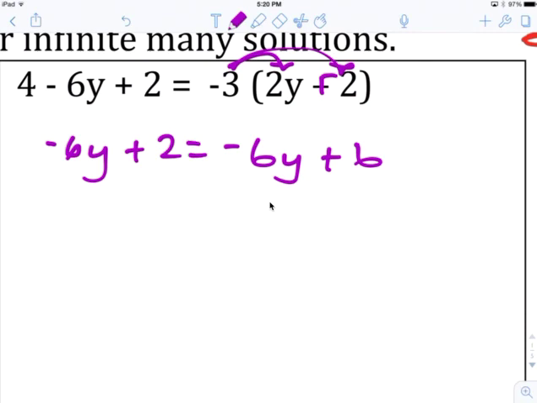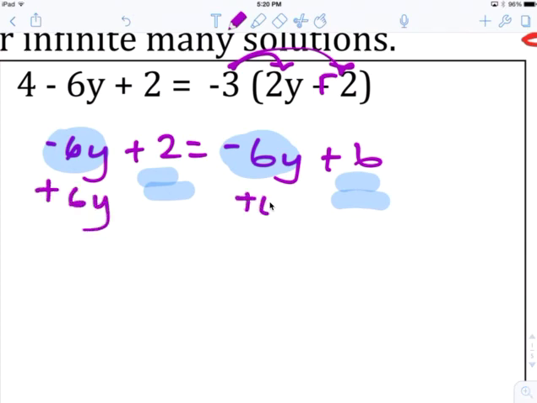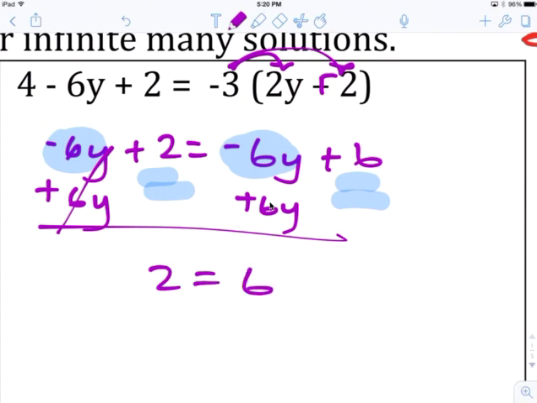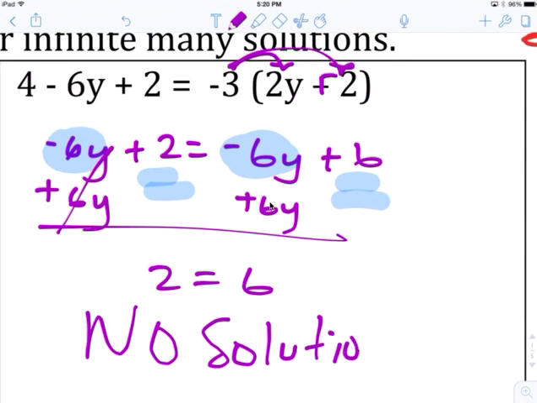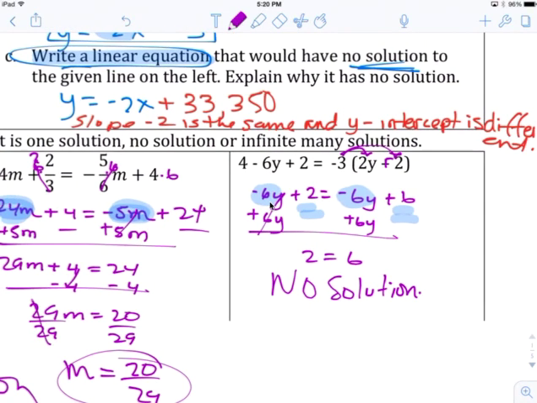Oh, this is for sure going to be no solution because the rate of change or the coefficients are the same. The y-intercepts are different. Or you can do it like this. 6y, 2 equals 6. No solution. It means the lines are parallel and they'll never meet. Right?